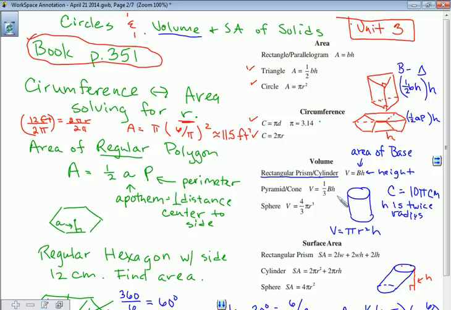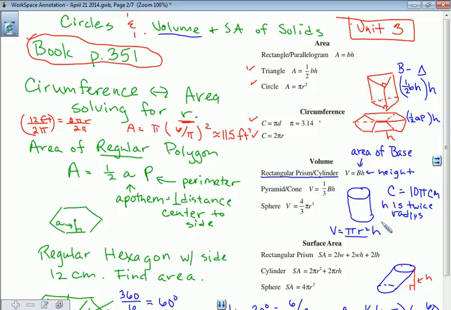All right, so this is a cylinder. Same formula, area of the base times the height. Well, the base is a circle. What's the area of the base? Pi r squared. Pi r squared times h. So it's big B times h, but big B represents the area of the base. So that's going to change depending on your type of solid.